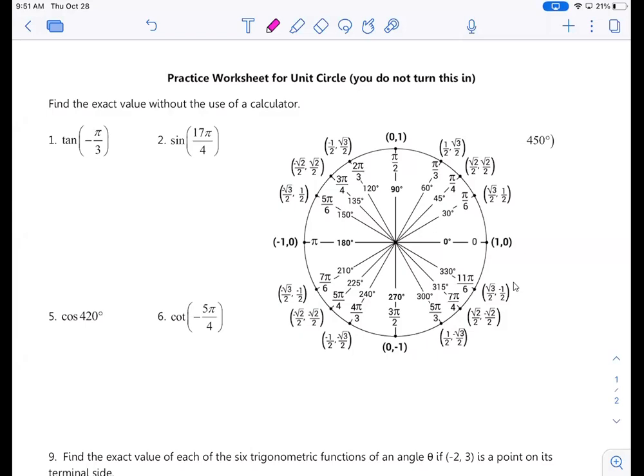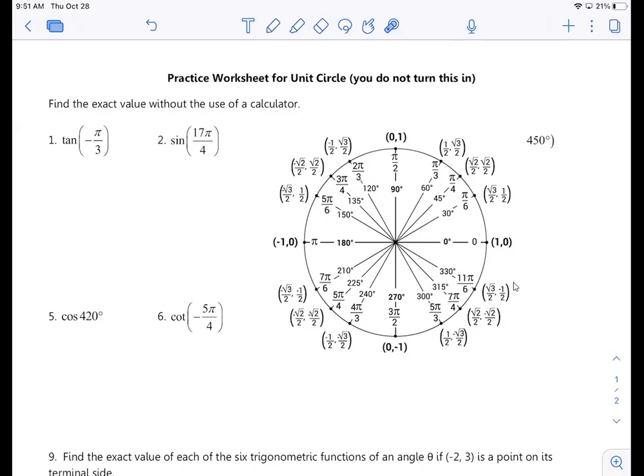I have a unit circle here. You want to have that out, all right? You want to have it memorized by midterm time, but right now just have it out and get used to it and refer to it often. So this says find the exact value without using the calculator. So I want to find tangent of negative pi over 3.